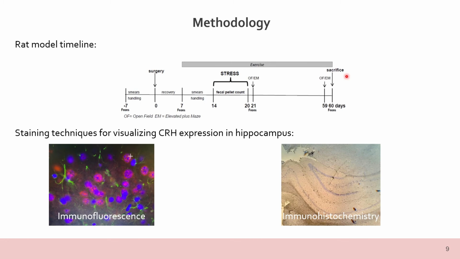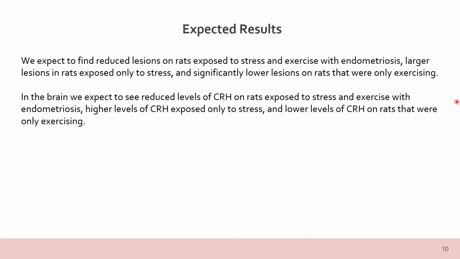For visualizing CRH expression in the hippocampus of the rats, we use staining techniques such as immunofluorescence, as seen on the left, and immunohistochemistry, as seen on the right. After this, we expect to find reduced lesions on rats exposed to stress and exercise with endometriosis, larger lesions in rats exposed only to stress, and significantly lower lesions on rats that were only exercising.